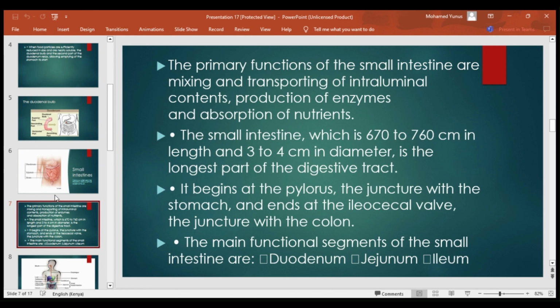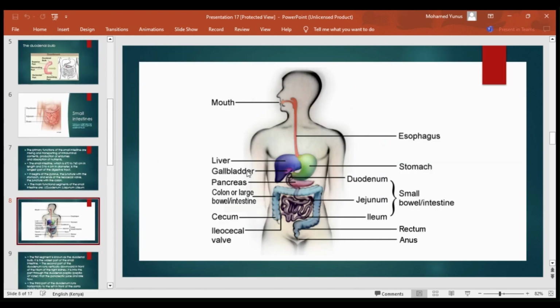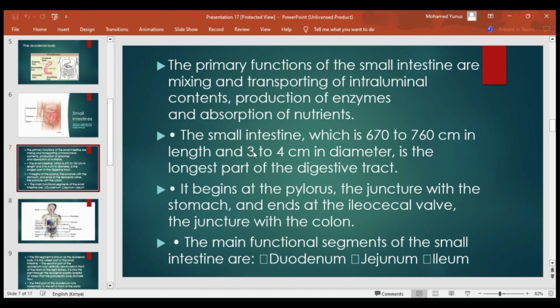It begins at the pylorus. Here is where we have the pyloric sphincter, and the pylorus is right here. Let me show you a clearer image so that you'll be able to relate. The pylorus is somewhere here. It begins at the pylorus, the juncture with the stomach, that's where the stomach ends, and ends at the ileocecal valve, the juncture with the colon.